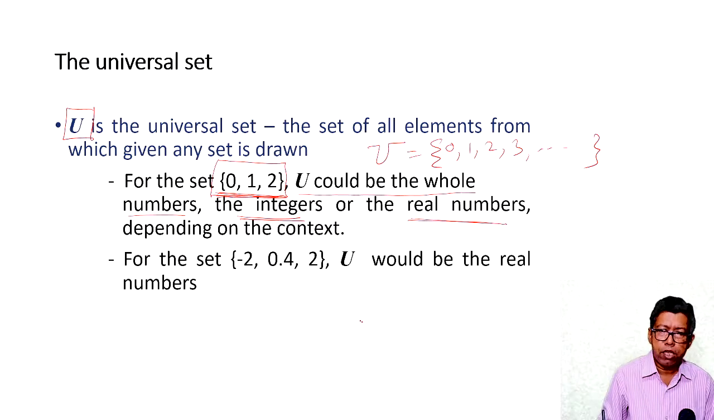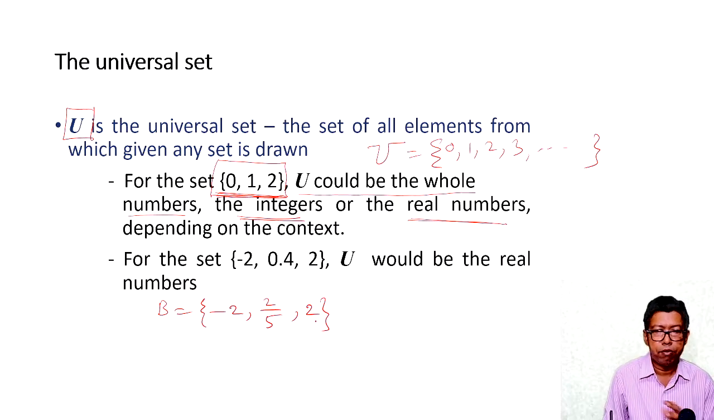For the set -2, 0.4, and 2. Suppose this is set B, containing the elements -2, 0.4, which means 4 by 10, that is 2 by 5, and another one is 2. So you find some numbers are negative integers, some are positive integers. There is also a proper fraction. So in this case, what will be the universal set?